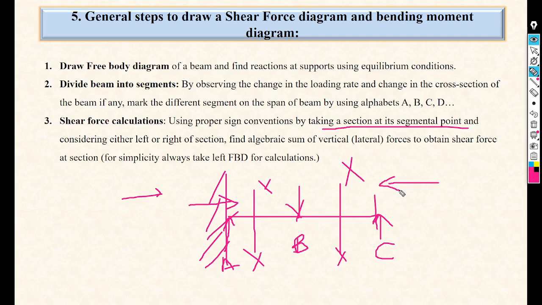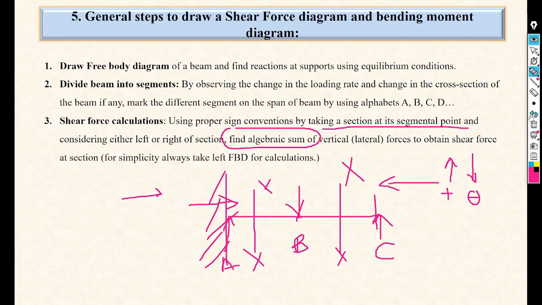Then one term is there, that is the algebraic sum of vertical forces. Algebraic sum means you should consider the plus or minus as it is. Suppose if any force is going upward, consider it positive. If a force is going downward, consider it negative. So take the algebraic sum of those forces, with their direction and sign, to calculate shear forces.